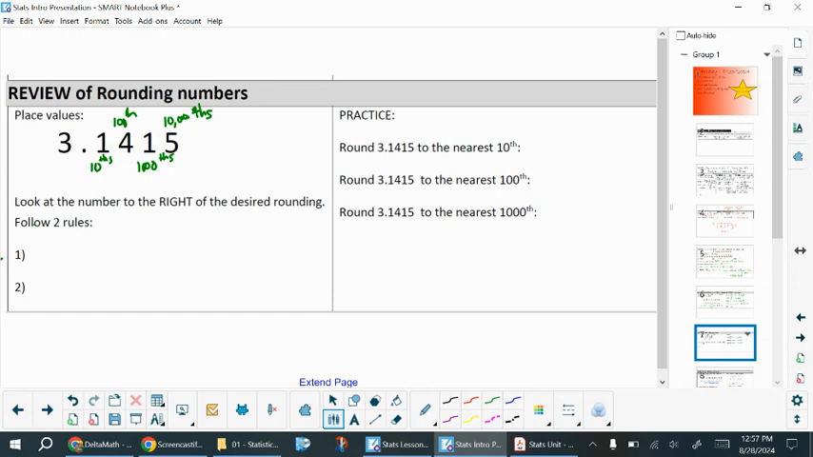And then we've got 2 rules. Whatever spot you are rounding to, the number you really need to look at is the one number to the right of that. And the rules are, if it is 5 or greater, you're going to round up.